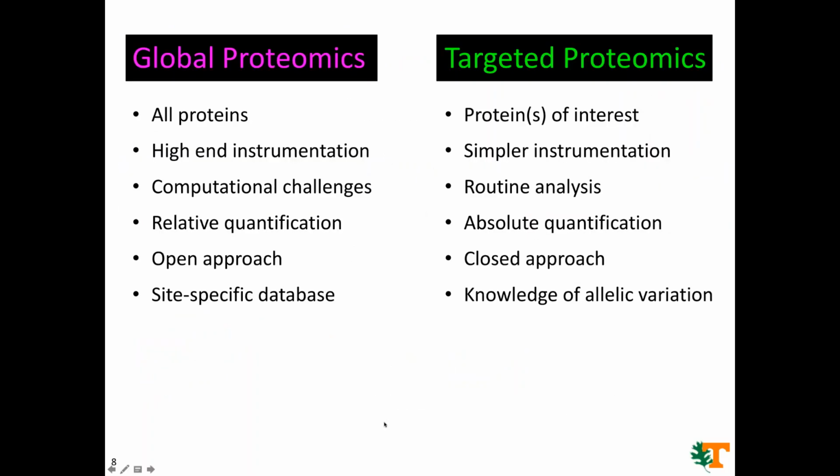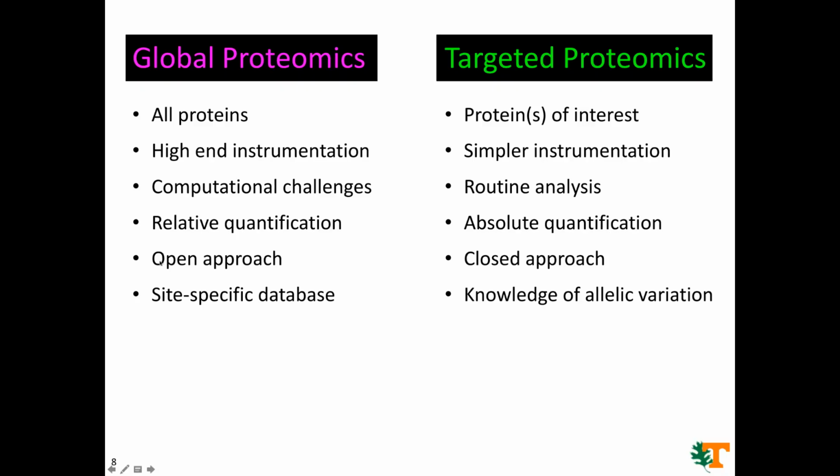So I just here compare real quick these two approaches. With global proteomics, we look at all proteins. With targeted proteomics, we only look at specific proteins of interest. Here we need high-end instrumentation, more expensive, more complicated. Here we can use simple mass spectrometers. Here this is more computationally intensive. Here we can say this would be a routine analysis. In global proteomics, we generally only get relative quantification. We can say protein A is more abundant than protein B. With targeted proteomics, we can achieve absolute quantification.